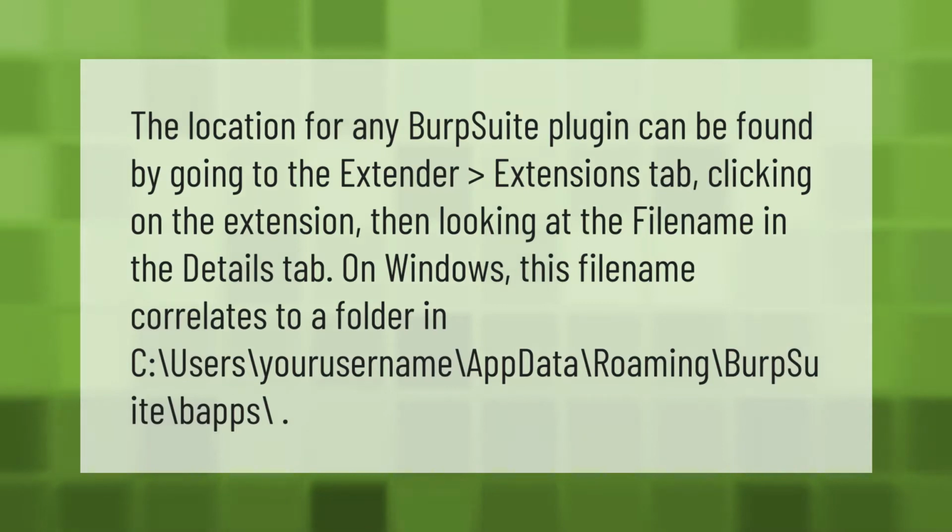The location for any Burp Suite plugin can be found by going to the Extensions tab, clicking on the extension, then looking at the file name in the Details tab. On Windows, this file name correlates to a folder in C, Users, your username, AppData, Roaming, BurpSuite, BApps.